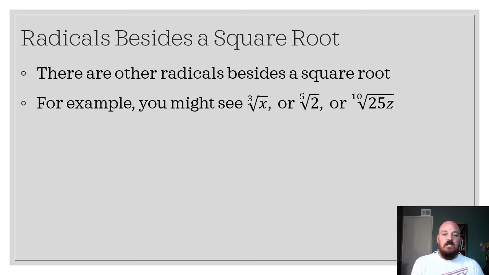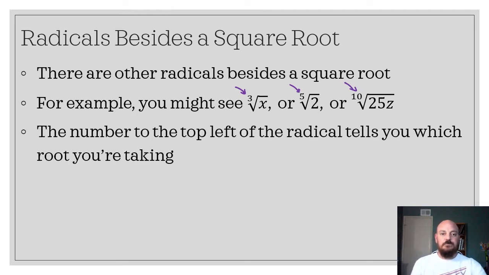Here's some examples right here. Now what you notice is you have the radical symbol. Remember, I told you the square root symbol is called a radical, and you still see that symbol. What's different in these is you have a number out front here. I gave you one example with a 3, one with a 5, and one with a 10. That's still a radical, but it's not a square root anymore. It's a different one. So the number to the top left there, the one I put the purple arrow on, that tells you what root you're taking. A square root is a second root, basically, but we're going to be taking a look at some other roots.